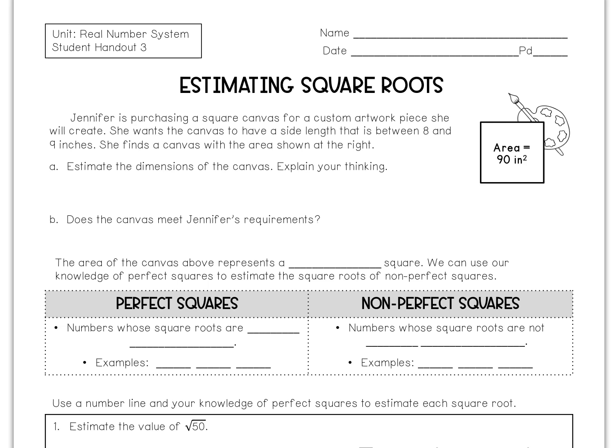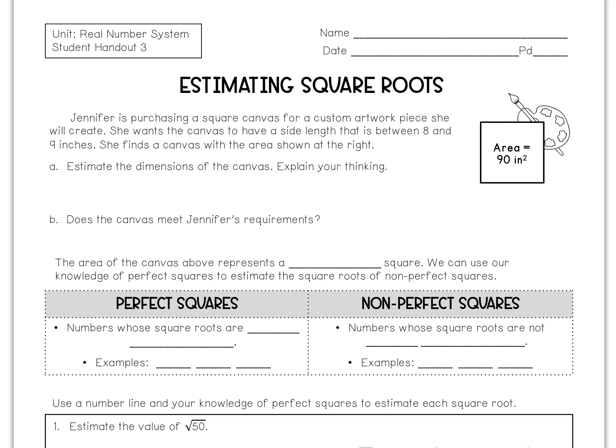So we want to look at this example here. Jennifer is purchasing a square canvas for custom artwork that she'll create. She wants the canvas to have a single side length that is between 8 and 9 inches. She finds a canvas with the area shown on the right. Okay, so estimate the dimensions of the canvas.